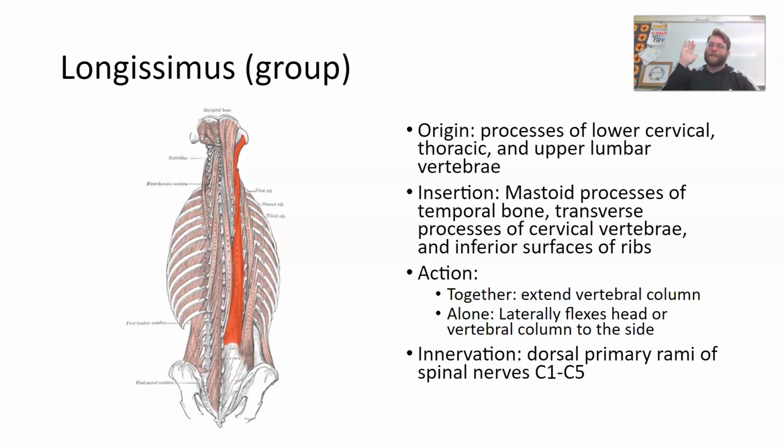But if you just use one side or the other, that's going to cause you to go sideways, left or right. So again, together, when you have the left and right firing, that's going to help you extend the vertebral column, so like you can lean back and look up. And if you just flex one of those, it's going to laterally flex the head or vertebral column to the side. So you're like doing like this, to the side, or to the side.